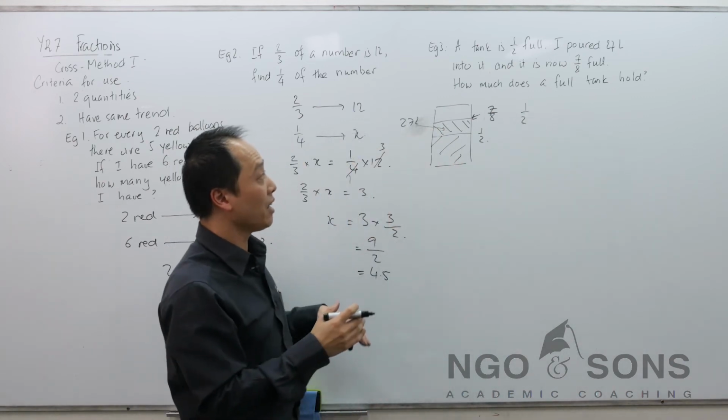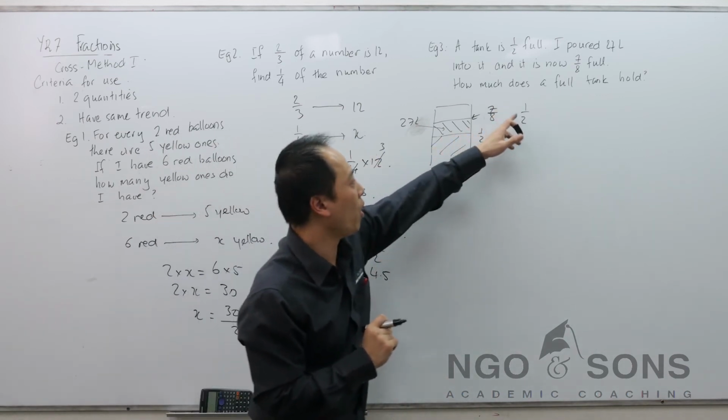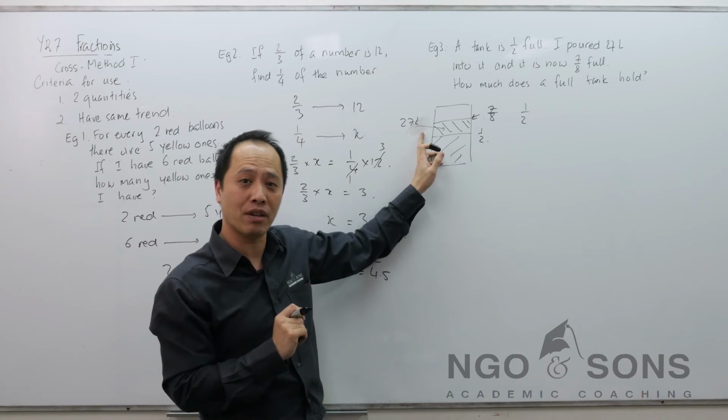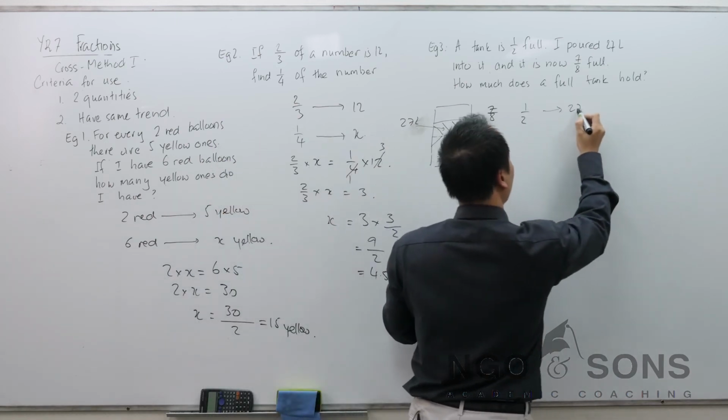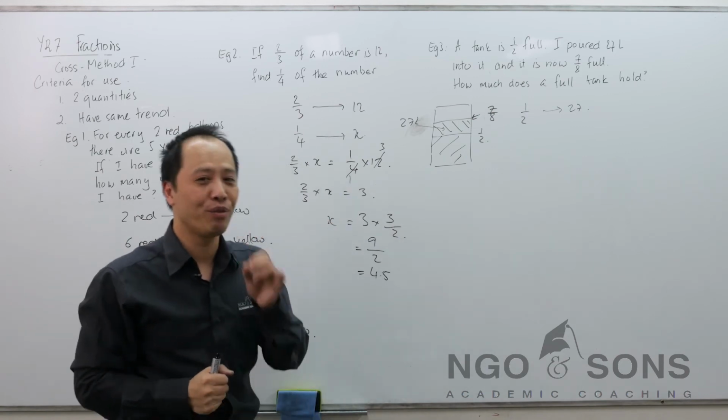Okay, and or a half. A tank is half full. Okay, and then what does it say? Well, I pour in 27. So the half gives me 27, right? Wrong. Be very, very careful.